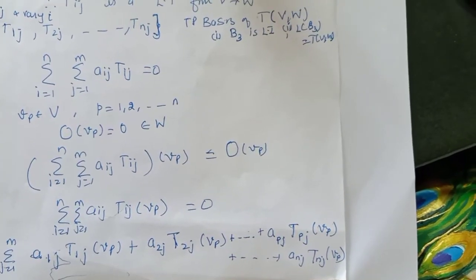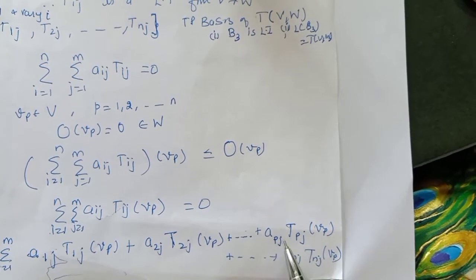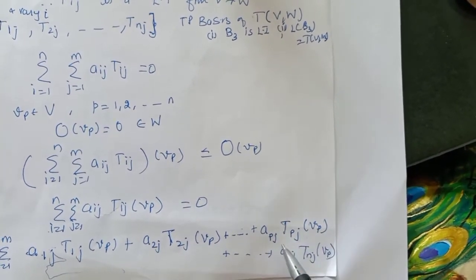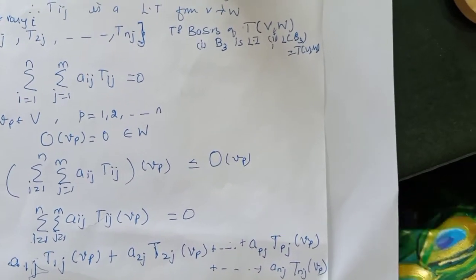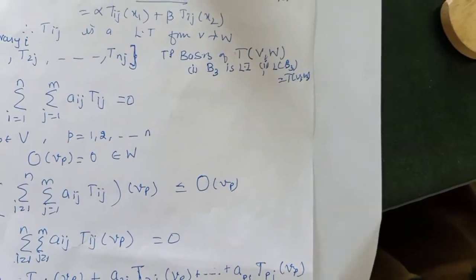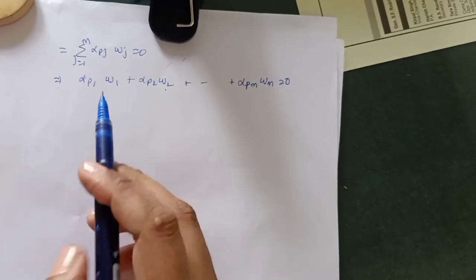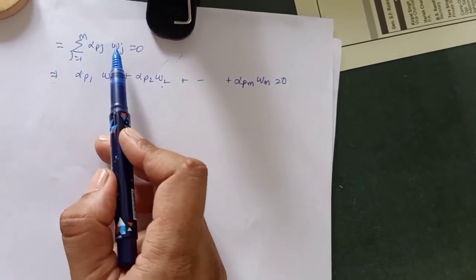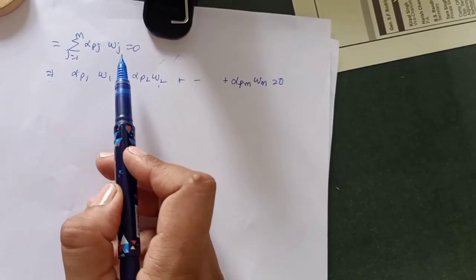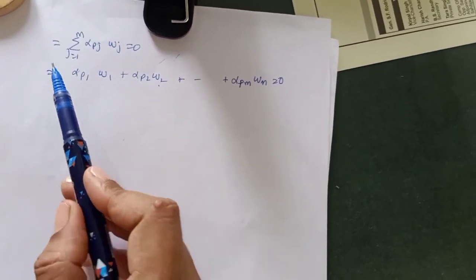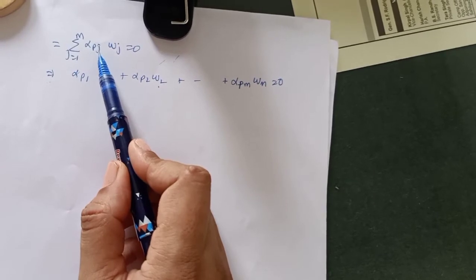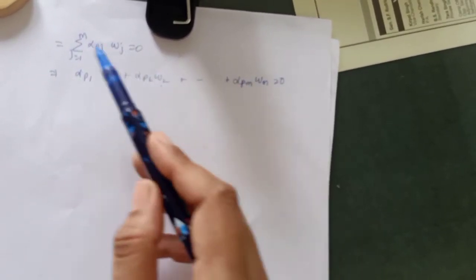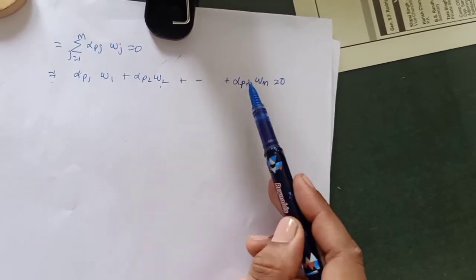So as per the definition of this Tij, only this vector will survive, and that too will go to Wj, and the remaining vectors will become 0. Let us see. Only this jth will survive, Vp would go to Wj and the others will become 0. I am now expanding it with respect to j, putting j as 1, then 2, up to m, like this.